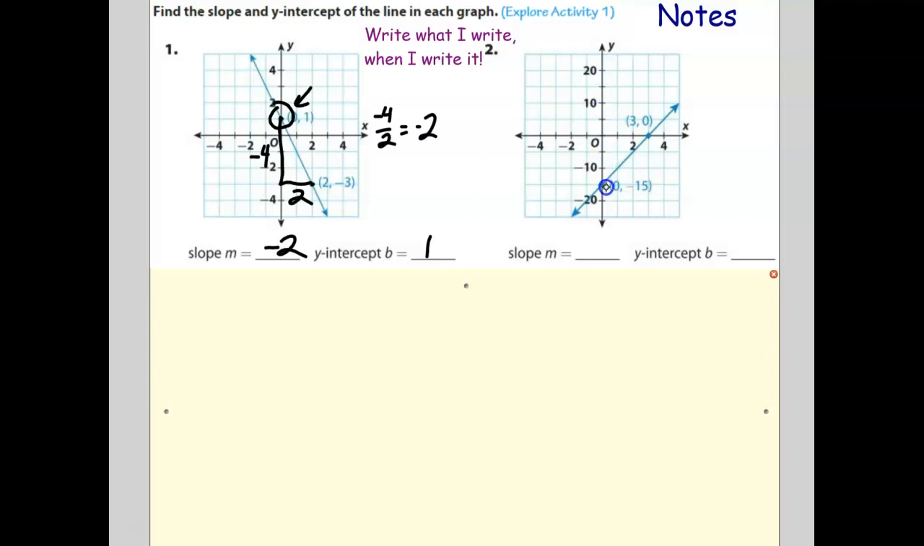So if we look here, we can see that this one is going by 5s and this one's going by 1s. So, be on the lookout for that kind of stuff. That's why I like this example.